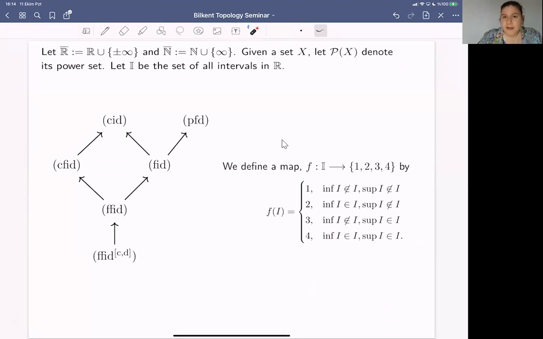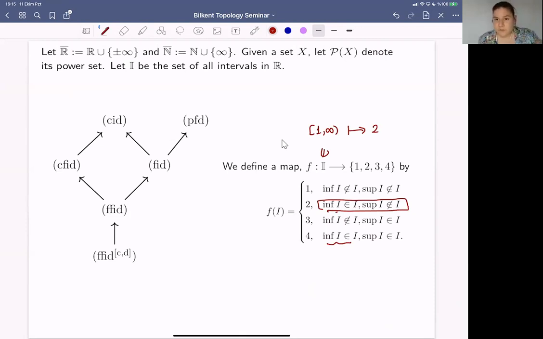And now I'm going to consider a function from the set of all intervals in R to 1, 2, 3, 4. So I consider an interval, let's say [1, infinity). This is an element here, and I'm going to map this interval under this formula. If the infimum is contained in this interval, but the supremum is not contained in this interval, then I assign 2.